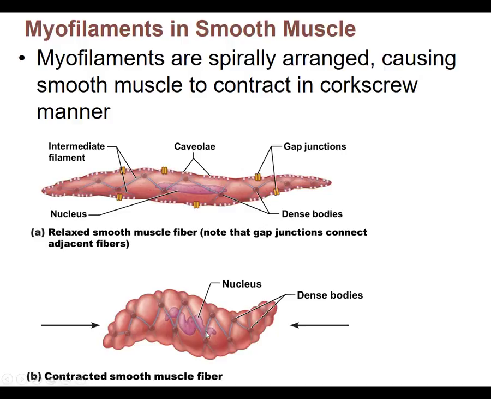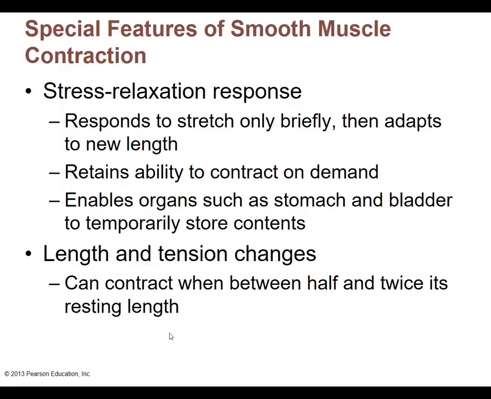Now, some other special features about smooth muscle. One is the stress relaxation response. Smooth muscle can respond to stretch, even if it's brief, and then adapt to its new length. It can stretch and then be like, all right. It still retains its ability to contract. The biggest examples of this are your stomach and your bladder. You eat something, your stomach's like, all right, I'm stretching, and then I'm okay with it. It adapts to its new length. Your bladder does that as well. As it starts to fill with urine, it stretches, and then it just adapts to that. Doesn't mean it can't contract. It still can, but it's just stretching.